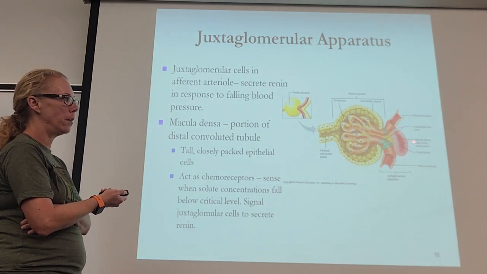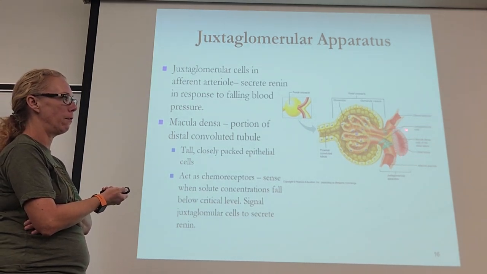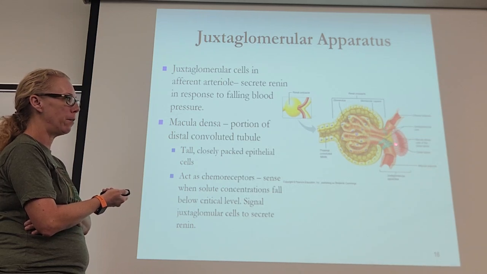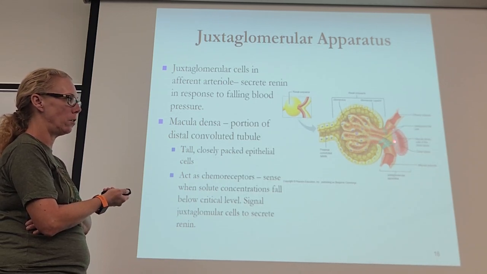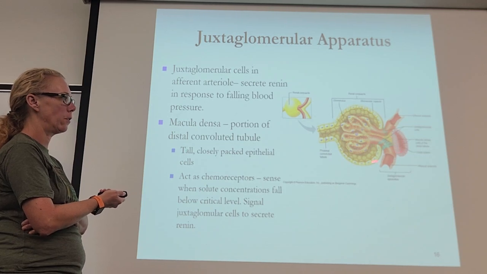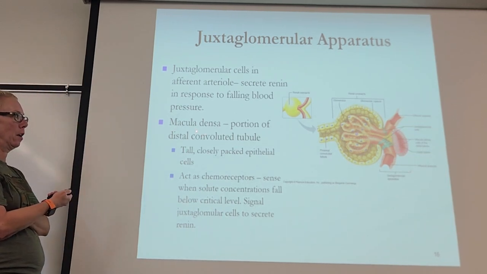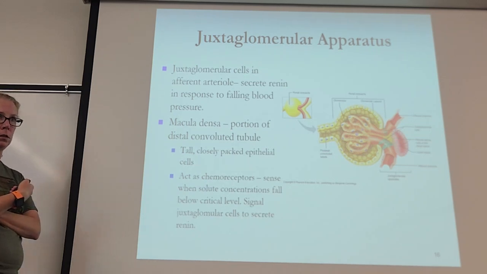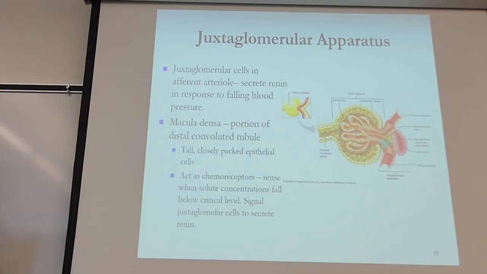At the point where the distal convoluted tubule does a drive-by in between the afferent and efferent arteriole, part of the epithelial tissue transitions into this strip of cells called the macula densa, only found in this drive-by area of the DCT. Okay? And the macula densa cells act as chemoreceptors. And chemoreceptors are sensitive to what? Blood chemistry, right?